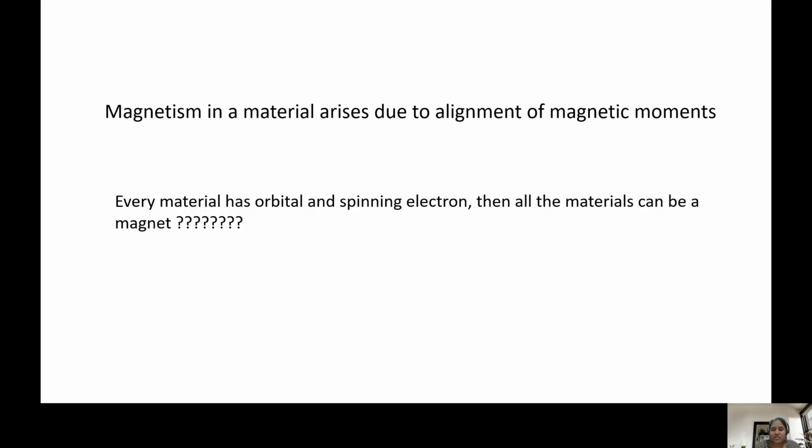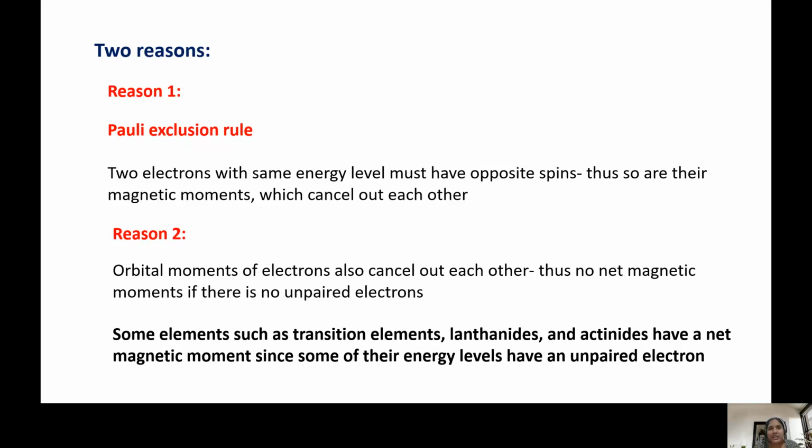So there are two reasons that cancel the magnetism. The first reason is the Pauli exclusion principle. You might have heard about this. That is, two electrons with the same energy level must have opposite spins. Thus, their magnetic moments cancel out each other. So the two electrons with the same energy levels must have opposite spins, which will cancel out each other, and the net magnetic moment becomes zero. Due to this cancellation of the magnetic moment, the total net magnetic moment becomes zero. Then that material will not act as a magnet.